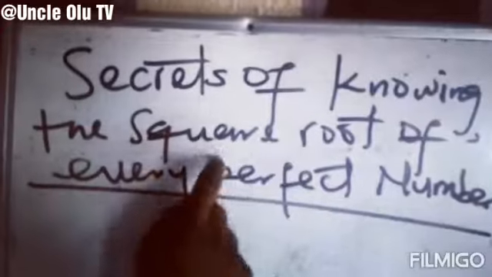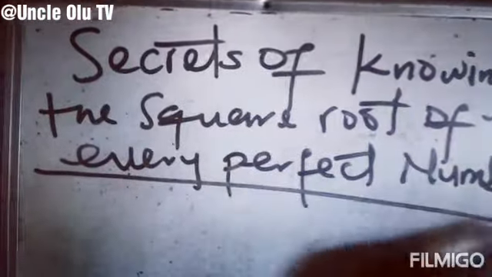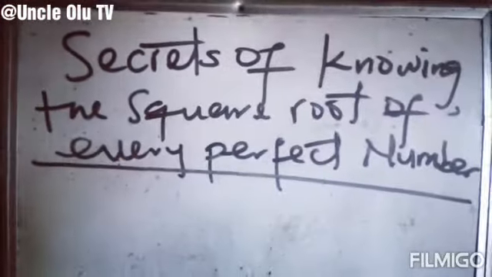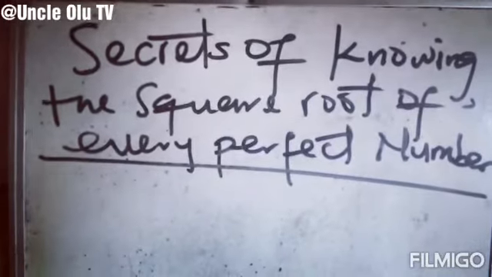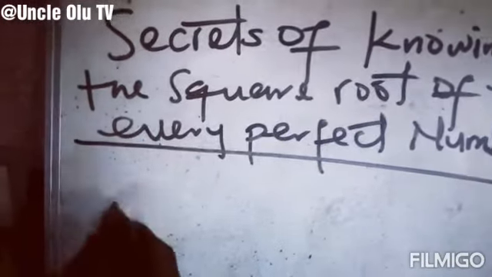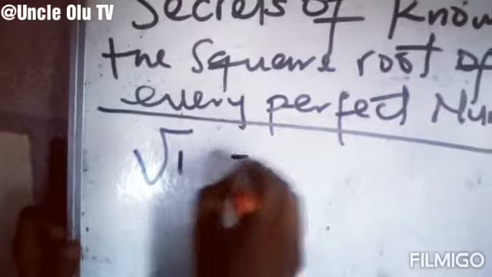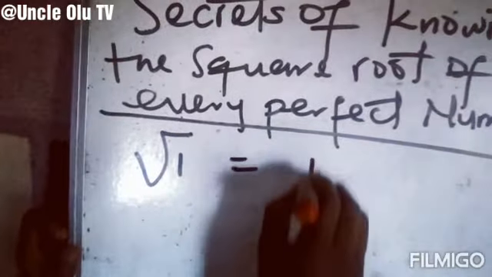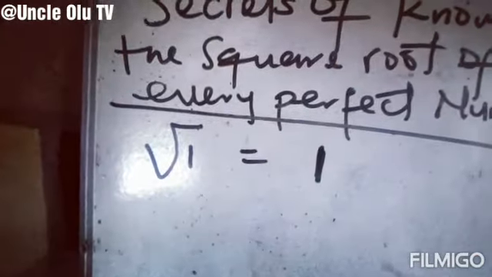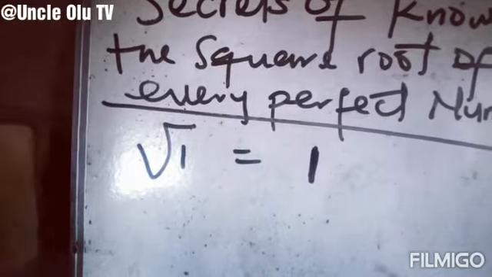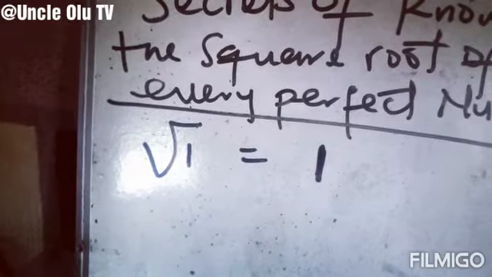And today, I want to talk about the secret of knowing the square root of every perfect number. Now let's start from the square root of 1. What is the square root of 1? 1. So we are going to be using the odd numbers. How to use odd numbers in getting the square root?